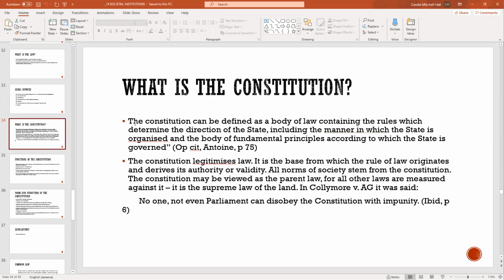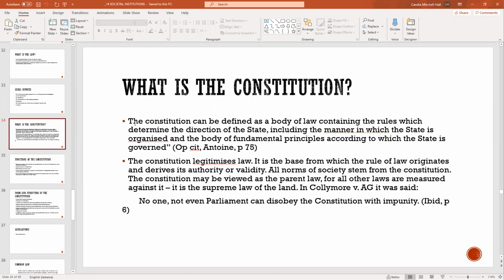What is the Constitution? The Constitution can be defined as a body of law containing the rules which determine the direction of the state. Brianna is reading. Go ahead for me, Brianna. You get a chance to read another slide for me. Go ahead, Brianna. Including the manner in which the state is organized and the body of fundamental principles according to which the state is governed.